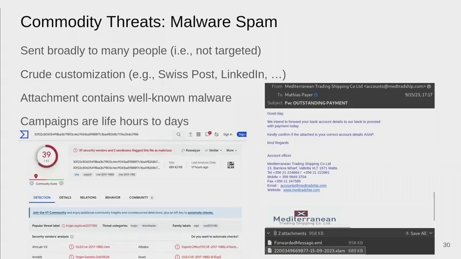The image here, I should have explained this before. The image here shows this email I received. I ran it on VirusTotal, and 39 of the different systems already said that this is some kind of well-known malware.